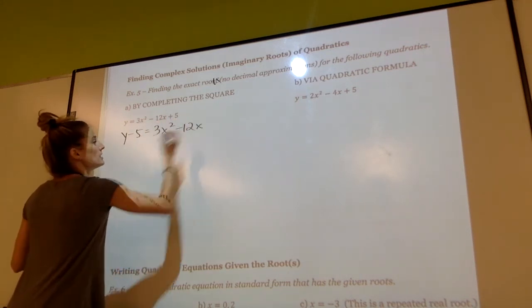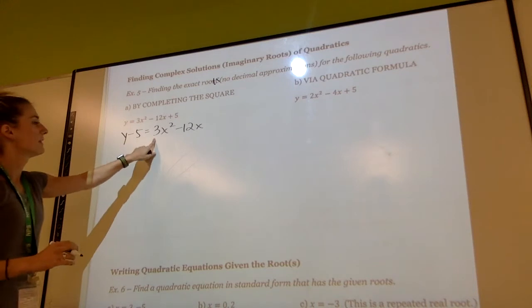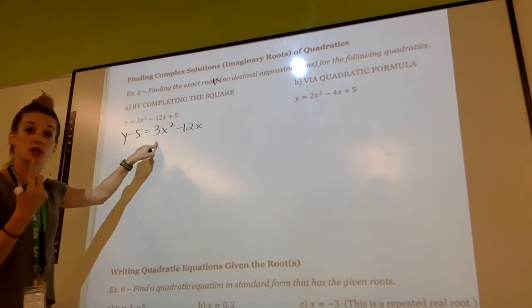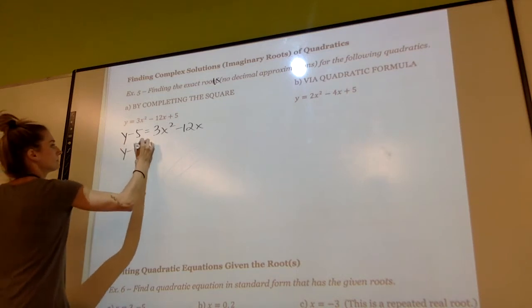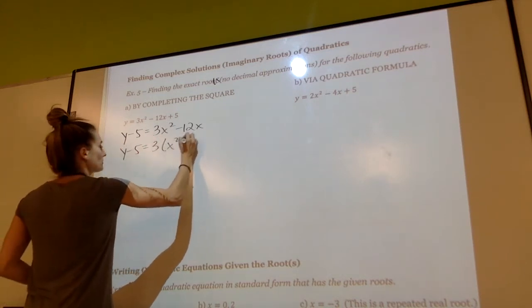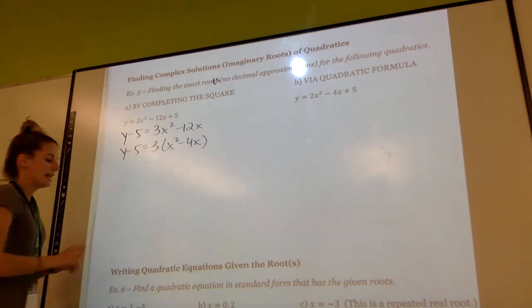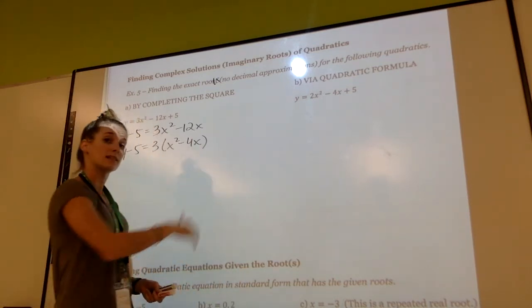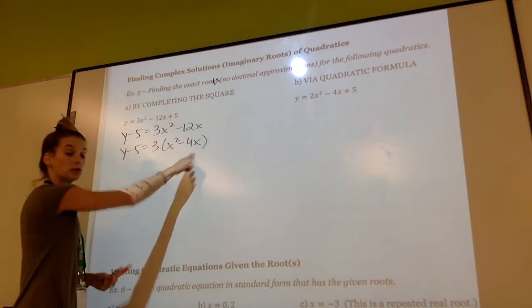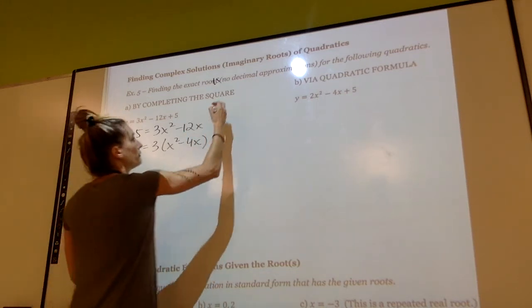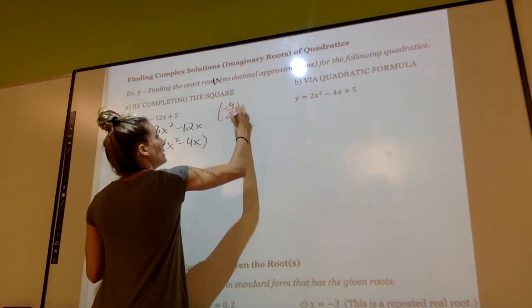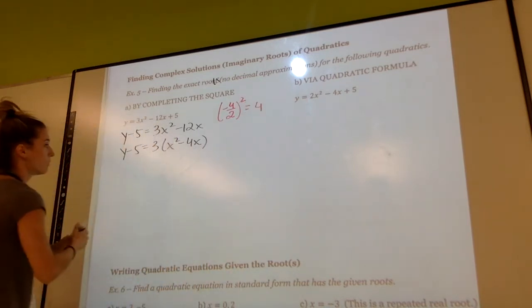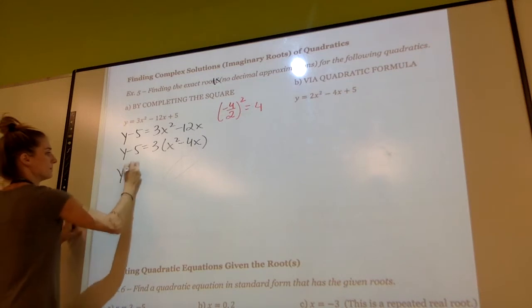So we're moving that constant over. And then I'm looking at that leading coefficient. It's not 1. I'm going to factor 3 out of both of the terms on the right. Now this is the point where we're thinking, what can we add into that side of the equation to make this a perfect square trinomial? Well, if I take -4, divide by 2, and square it, that's +4. So I'm going to add 4 inside the parentheses.